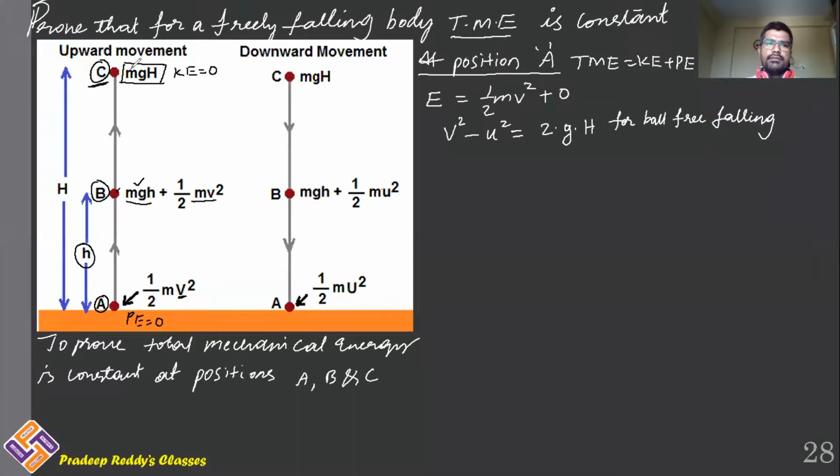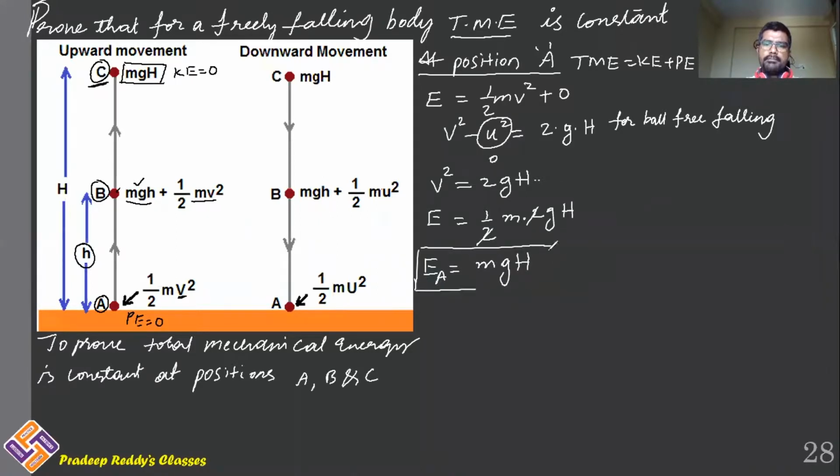When the ball is falling down freely, what is the initial velocity? Initial velocity u is equal to 0. What is left over here is v square is equal to 2gH. Take this and substitute in the equation. E will be equal to half into m into 2gH. This 2 and 2 get cancelled. What is total energy? E is equal to mgH. This is total energy at position A.